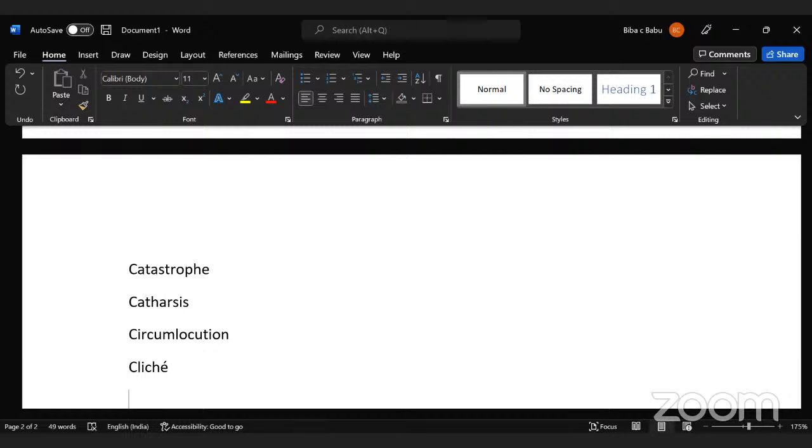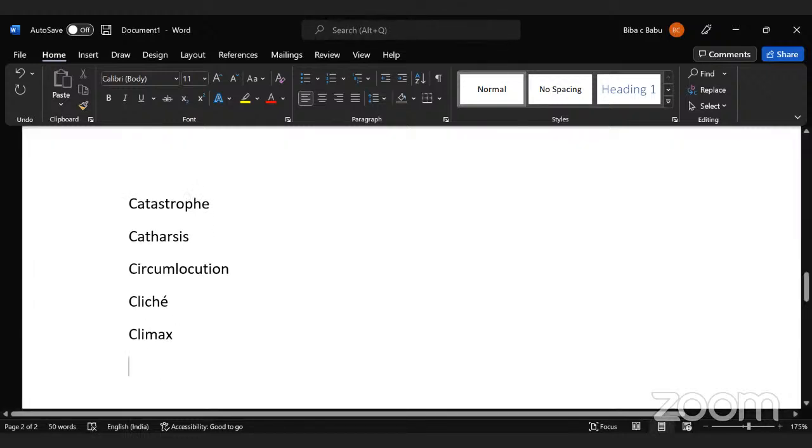Next is cliche. Cliche is an expression that has been overused to an extent that it loses its original meaning. When someone uses it most often, it loses its original meaning. It is called cliche.